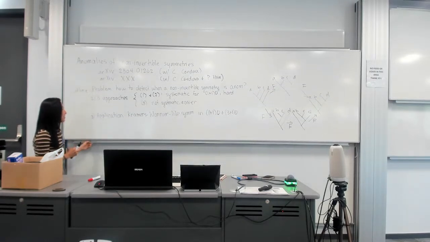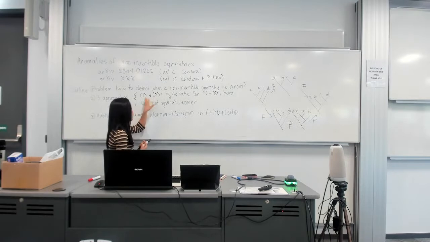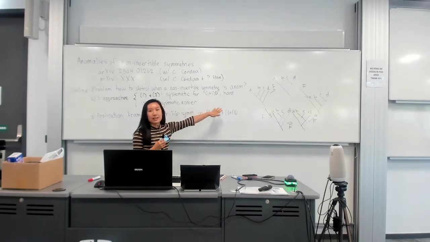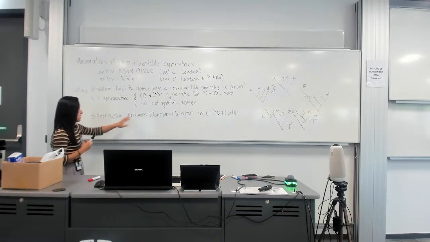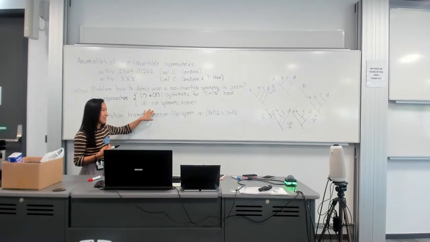And the outline is, first I'll set up the problem, which is how do we detect when a non-invertible symmetry is anomalous? I'll spend most of the discussion on 1+1D, where it's probably more familiar to most of you. And then I will discuss 3 approaches. I won't talk much about the first one, but I will spend a lot of time on the second one. These 2 approaches are systematic for 1+1D. That means that you can apply them to any non-invertible symmetry in 1+1D, but they're very hard. And then I will discuss some examples, and at the end I will talk about this third approach, which is not so systematic in 1+1D, but it is easier to generalize to higher dimensions, and it is also easier to evaluate.